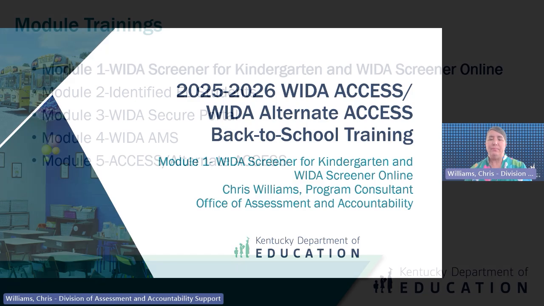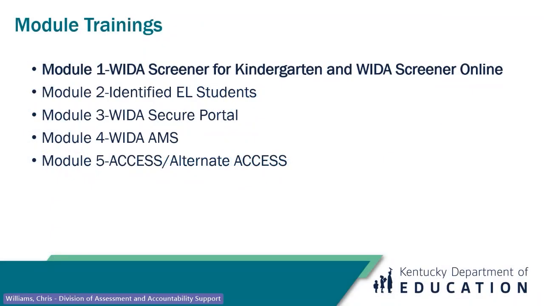So let's begin. There are 5 module trainings for the WIDA Access and WIDA Alternate Access. Module 1 is what we're going to start with, the screeners. Then we'll go into Module 2, which is the identified EL students. Then Module 3, WIDA Secure Portal. 4 is WIDA AMS. And 5 is more information for access and alternate access to get you started.